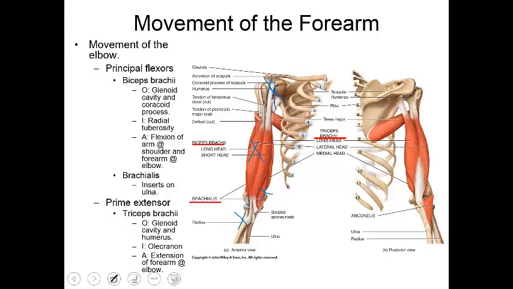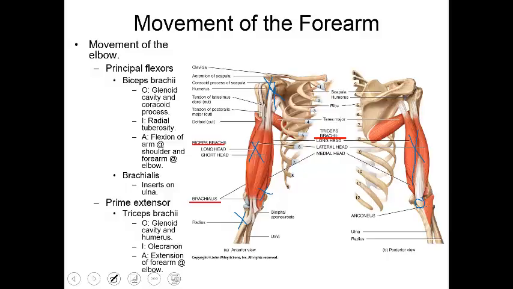Now on the dorsal side, or the posterior side, you have the corresponding extensor. This one right here is called the triceps brachii. The triceps brachii is triceps because it has 3 points of origin. So it originates from the glenoid cavity, the coracoid process, and the humerus, and it inserts itself into the ulna, specifically the olecranon portion of the ulna right there. It helps extend your forearm as well as the elbow.